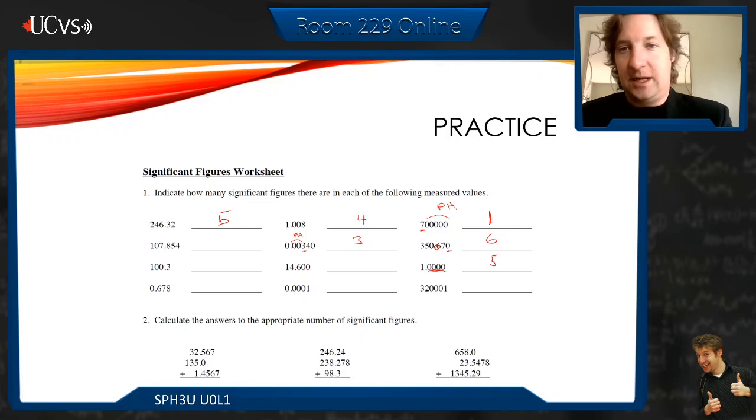All right, 107.854, that has 6, 4, 3, 5. Ooh, this is a good one. 0.001. These zeros in here, there's no non-zero digits in front of them, but there's a decimal, right? So these zeros only tell us how small the number is. So this only has 1 significant digit. And this last one here has 6. All right. So hopefully that helps.